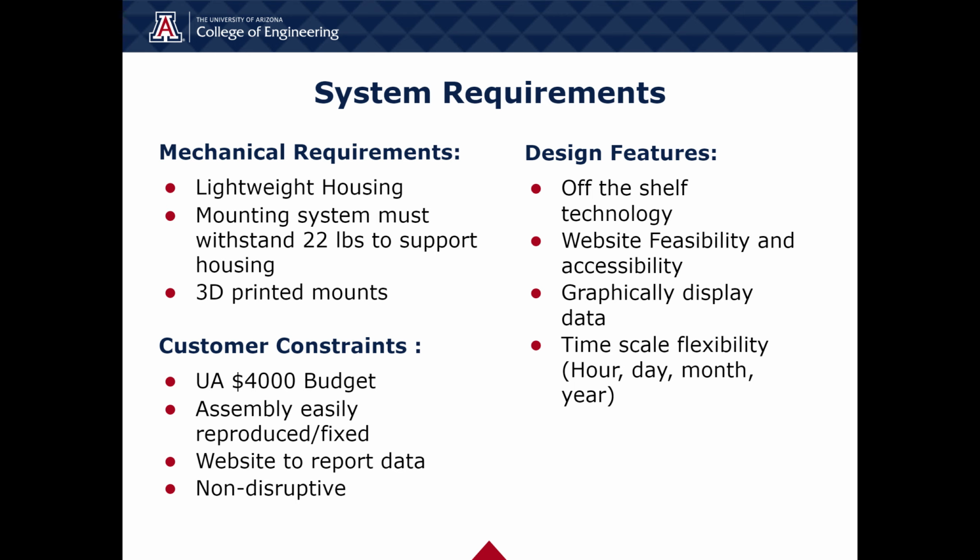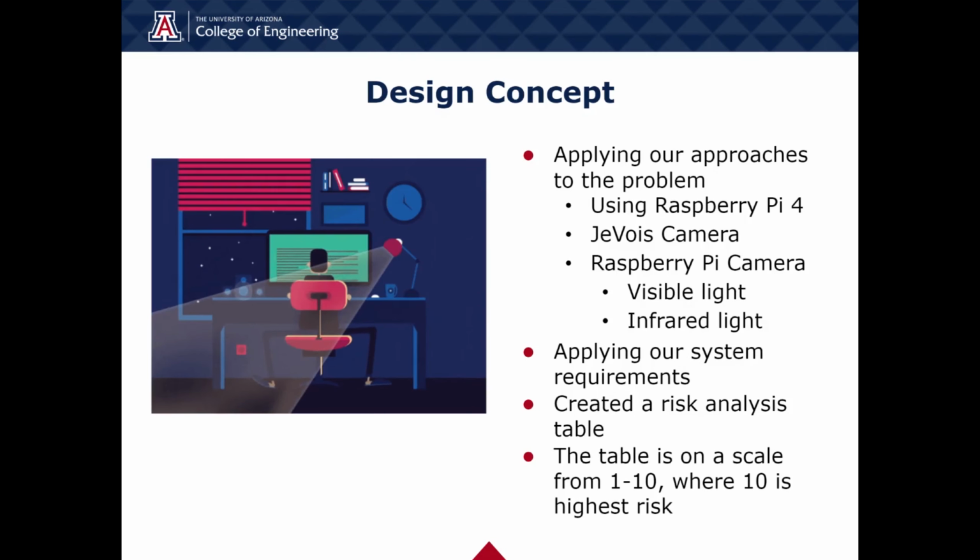The main requirements on these lists are the weight, off-the-shelf technology, and the cost. After we mapped out our approach using our requirements, we applied them to our project. The 2 main components were decided to be a Raspberry Pi 4 and a JBWA smart camera.